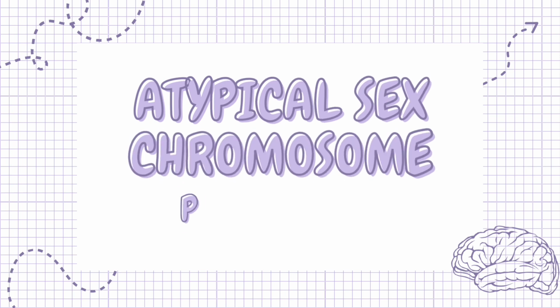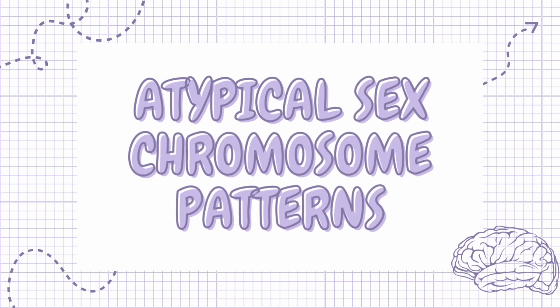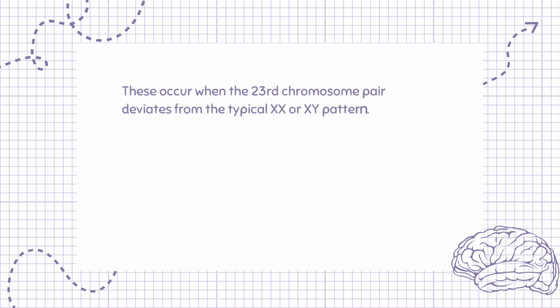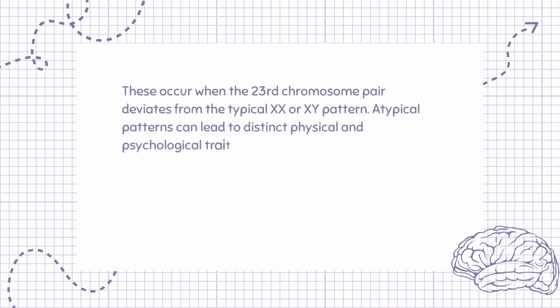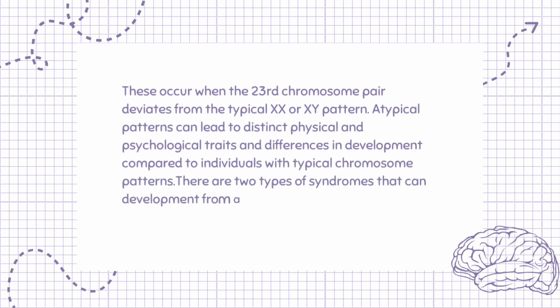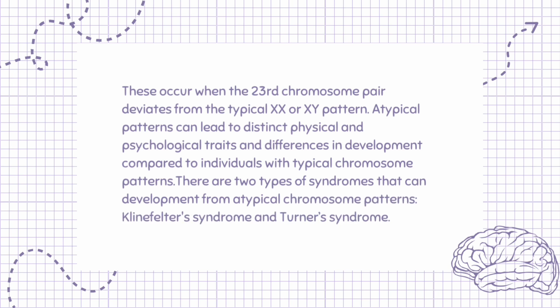Atypical sex chromosome patterns. These occur when the 23rd chromosome pair deviates from the typical XX or XY pattern. Atypical patterns can lead to distinct physical and psychological traits and differences in development compared to individuals with typical chromosome patterns. There are 2 types of syndromes that can develop from atypical chromosome patterns: Klinefelter's syndrome and Turner's syndrome.